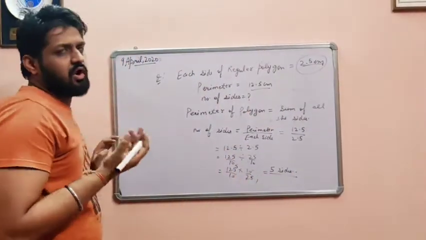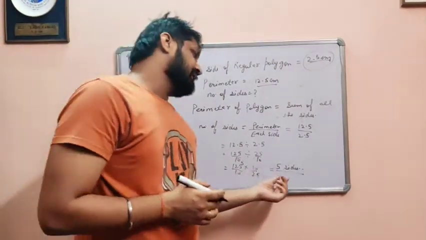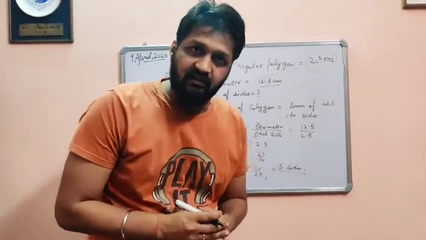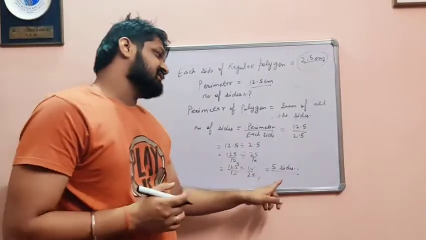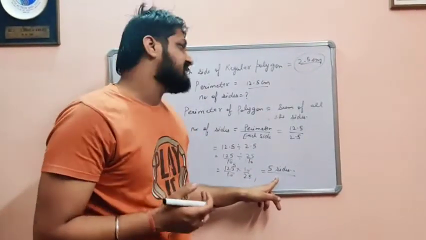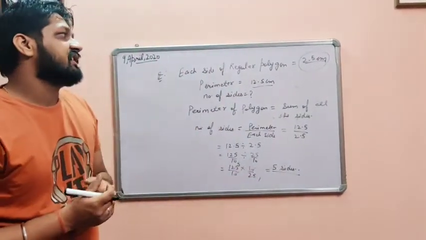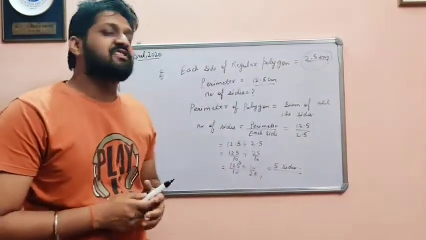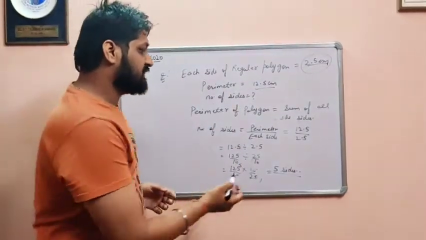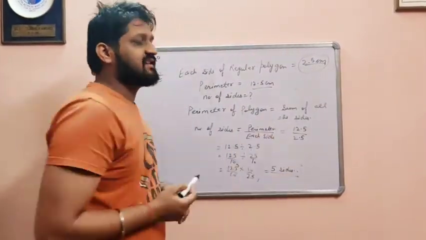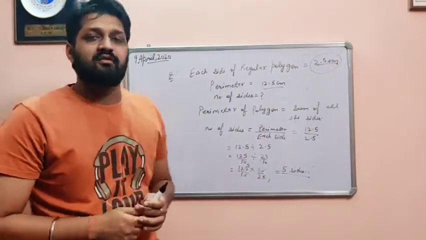And what do we call a 5-sided figure? We call a 5-sided figure a pentagon. Pentagon is that figure which consists of 5 sides. Hexagon is 6 sides. So this is the question. Regular polygon, 2.5 centimeter each side, perimeter is given, and we have to find the number of sides, that is 5 sides is the answer. This is an example from the NCERT book.